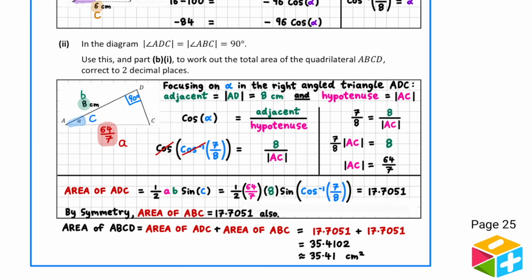To find the total area of the quadrilateral, all we do is add the area of these 2 triangles. When we perform the calculation and round to 2 decimal places, we come to a final answer of 35.41 centimetres squared.